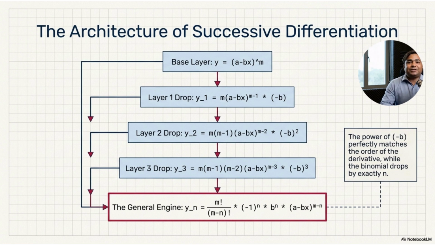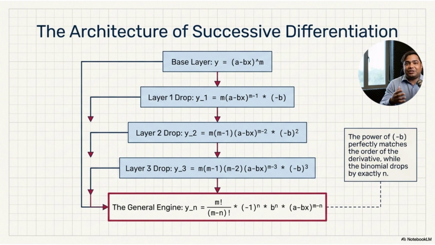When we differentiate this function once, we apply the chain rule. The power m comes down in front, the power decreases by 1. Then we multiply by the derivative of the inside expression. Since the derivative of a minus bx is negative b, we multiply by negative b. So the first derivative can be explained as the first derivative equals m times open parenthesis a minus bx close parenthesis raised to the power m minus 1 multiplied by negative b.